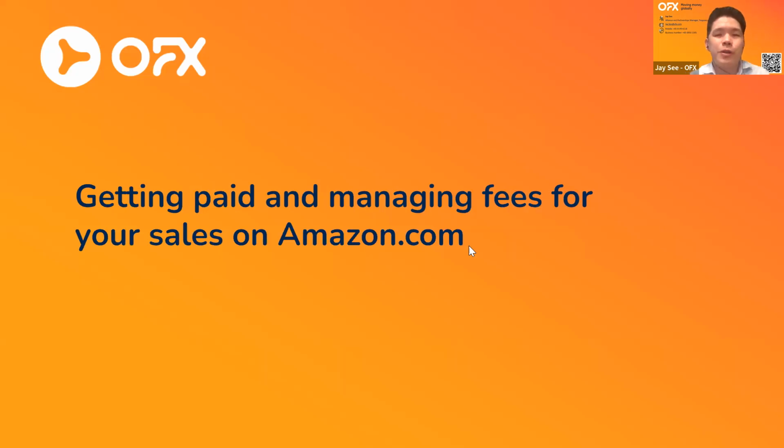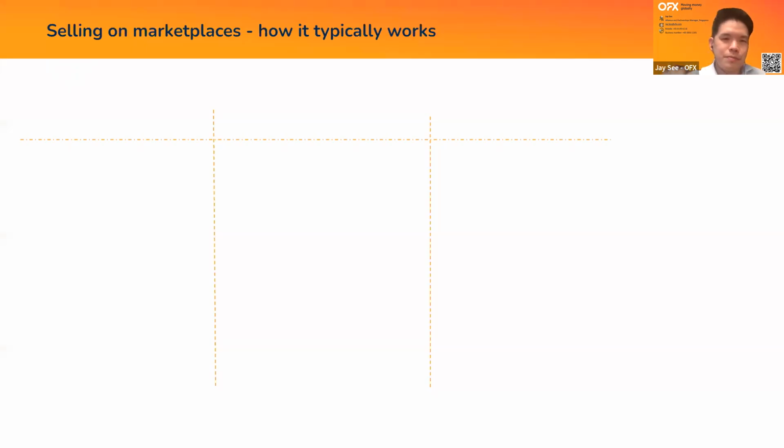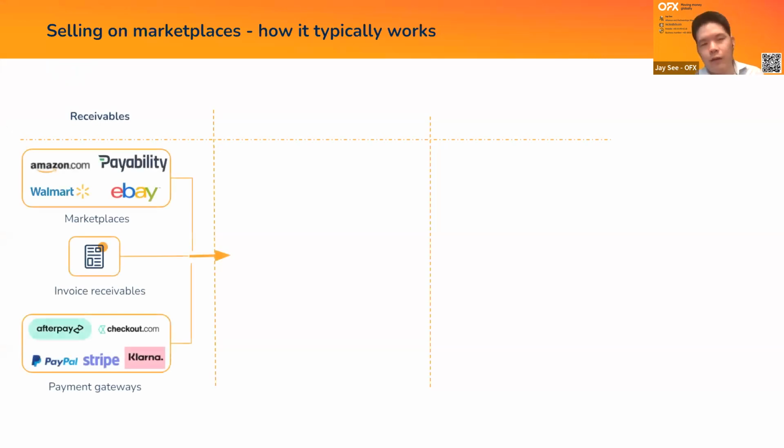So here's where I talk about getting paid and managing the fees for your Amazon sales. Okay, so selling on an Amazon marketplace will have these sorts of aspects and elements involved. So you have receivables, and not just from the marketplace itself, but also from payment gateways, because then you need to withdraw from those platforms, okay? And you can see the various marketplaces, not just your Amazons, but also your payment gateways in Afterpay, PayPal, Stripe, and so on.